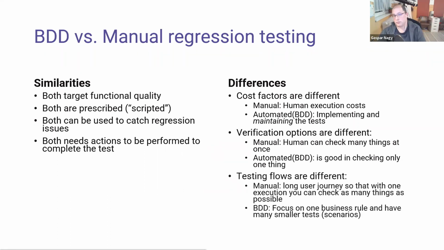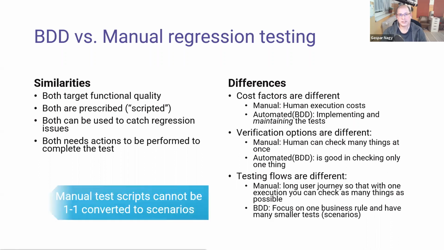Somehow also related to that, the general test flow is different. Again, manual tests, because starting up a manual test and going through them is a costly effort, typically you are chaining those things up into a longer user journey. So manual testers are typically going through a longer thing, while in BDD, we are typically focusing on one single business rule, checking one little thing, and that produces multiple smaller tests. So that's probably the key difference.